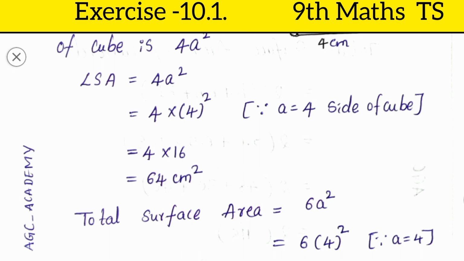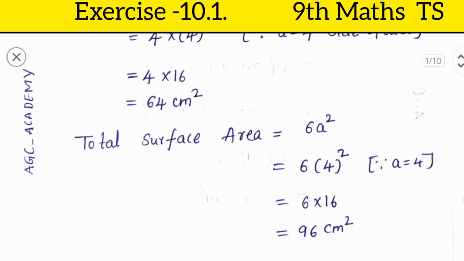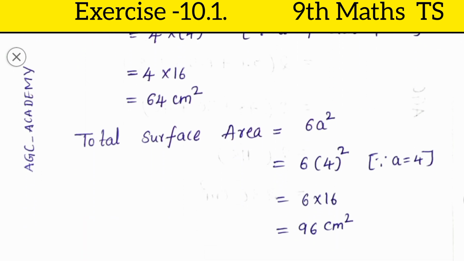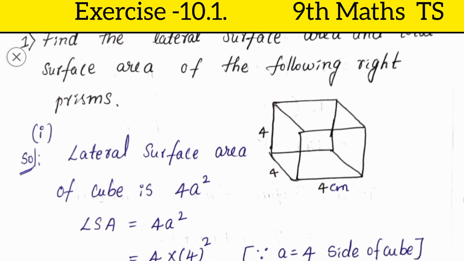Next one, the total surface area of the cube. What is the total surface area of the cube? It is 6a square. Here in the place of a we write 4 centimeters, because the edge of the cube is 4. So 6 into 4 square. 4 square is 16. Now 6 into 16 is equal to 96. So the total surface area of the cube is 96 centimeter square. Now the first sub question is over.